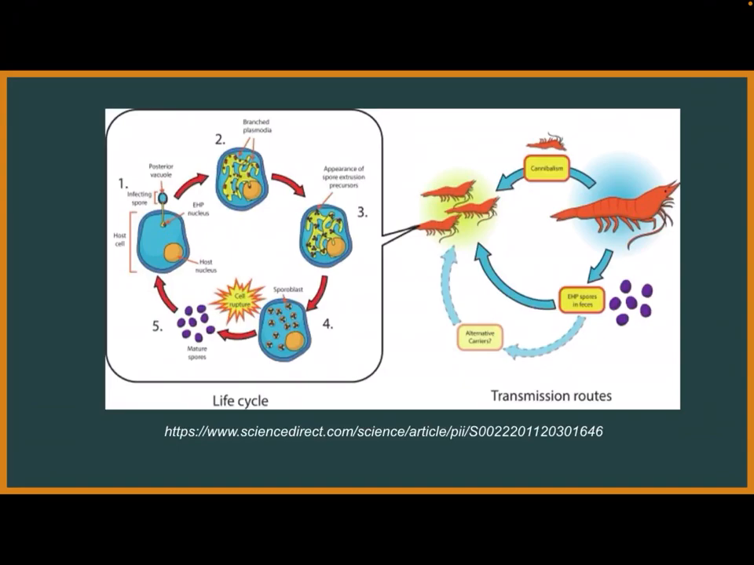While the life cycle, we can see that merogeny multiply inside the infected host cell. Then, sporonts eventually form, and then spores mature.